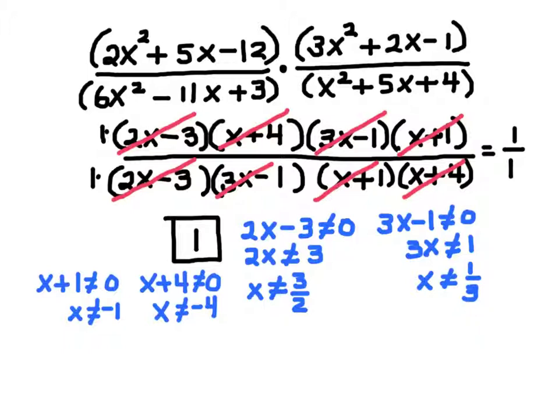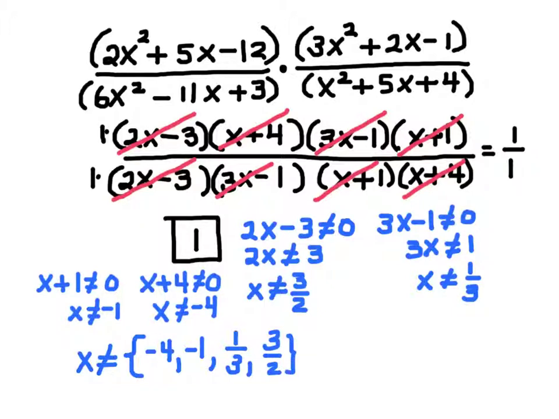So we would write this as x cannot equal, and we're going to write it in set notation. Usually when you write in set notation, you go in numerical order. So our smallest number is -4, and our next smallest number is -1, then 1/3, and then 3 over 2. And here we have our restrictions.